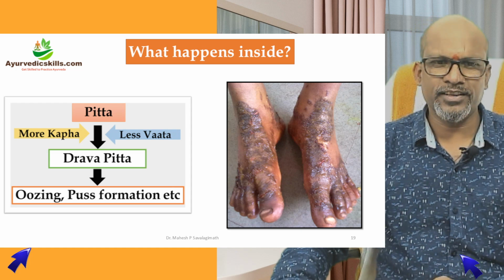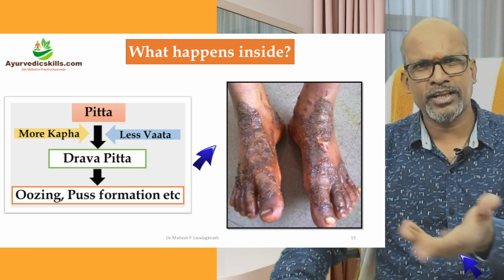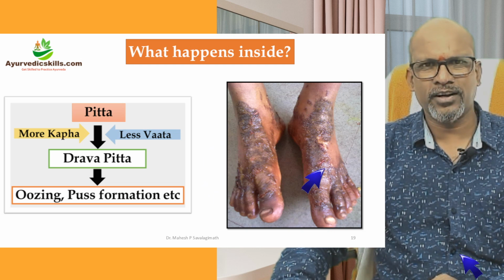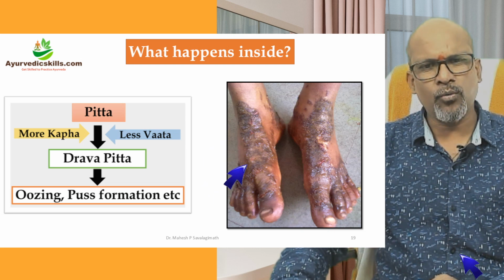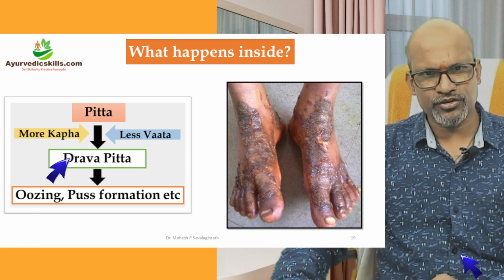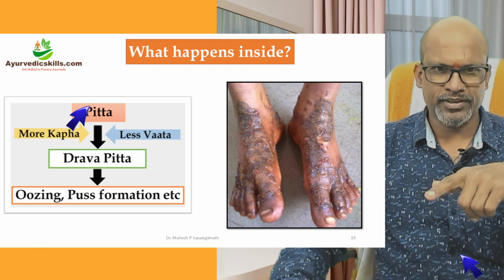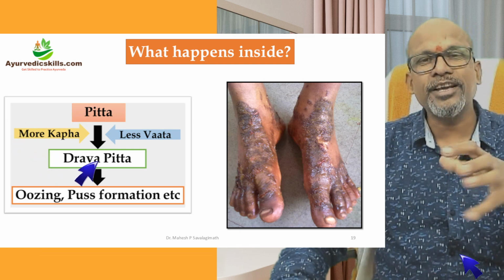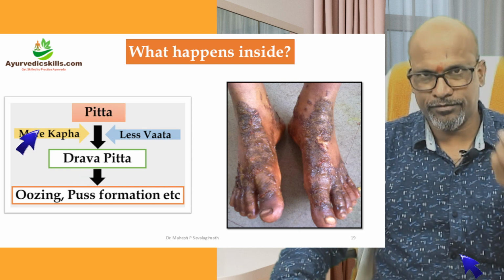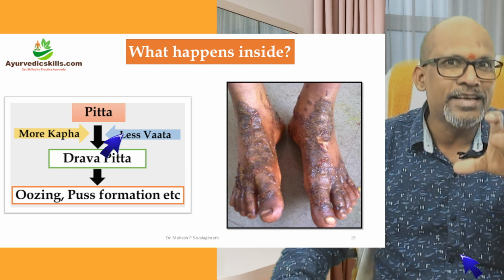The first one, here you can see, is what we can call dermatitis, an eczematous presentation, with oozing and all. Why? What might have happened inside the body for this presentation? There is Pitta, there is more Kapha, less Vata. Pitta is drava, Kapha is more. So what is happening here? A boiling type of presentation is happening. When Pitta is there, Kapha is more, Pitta is drava pitta, and Vata is very less to do shoshana, to dry it.